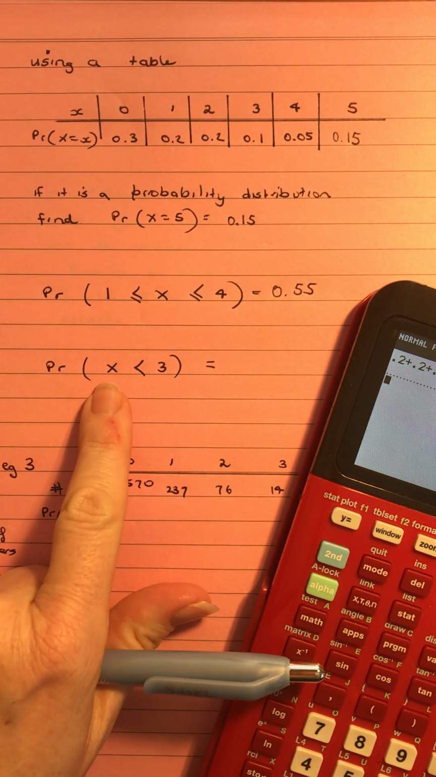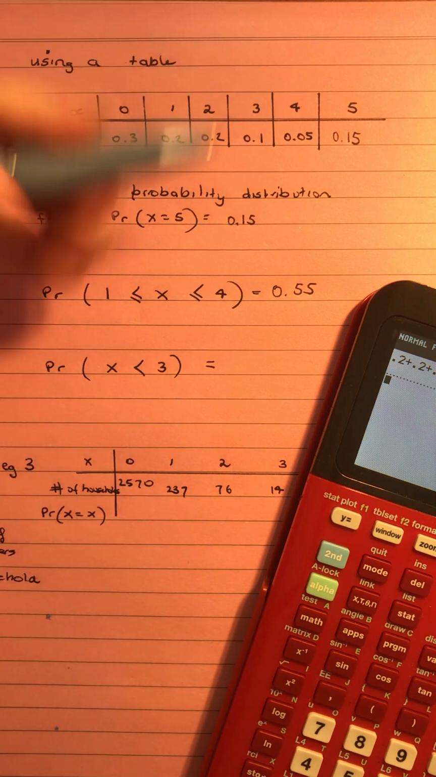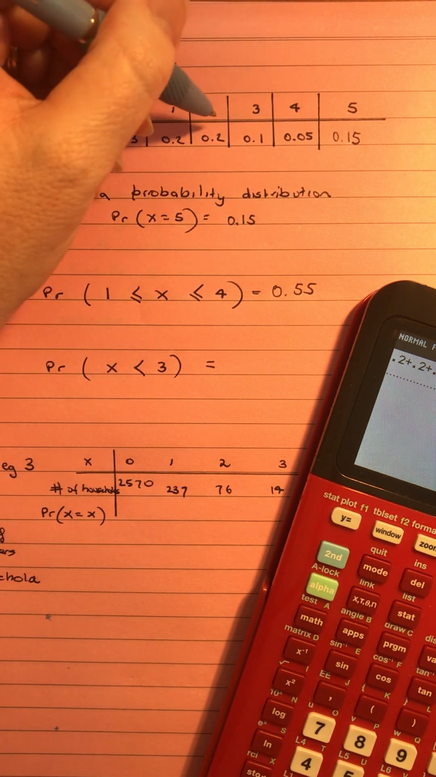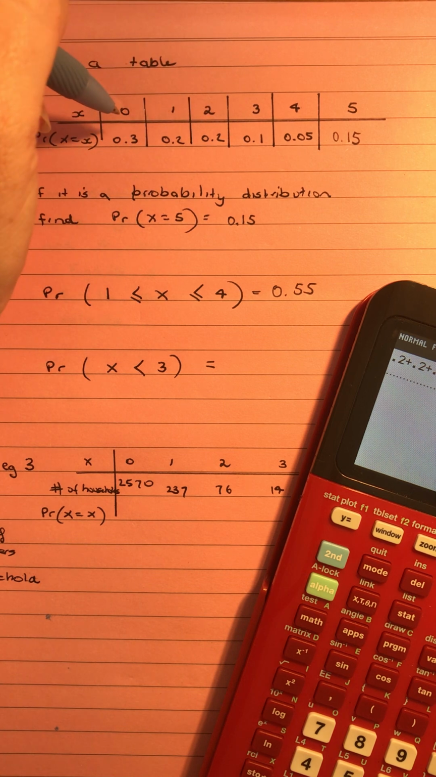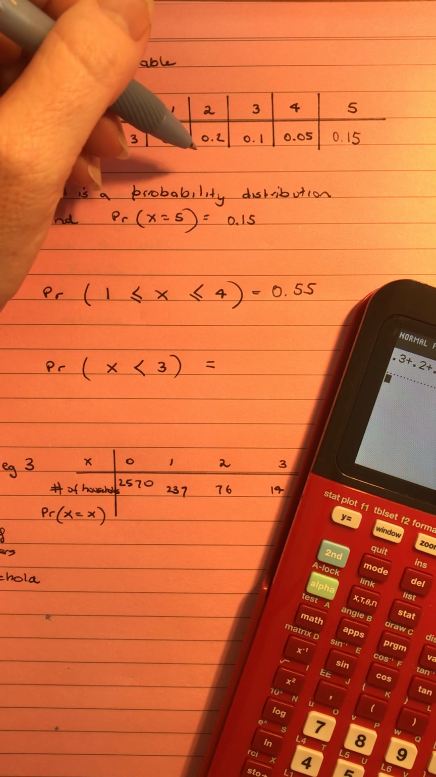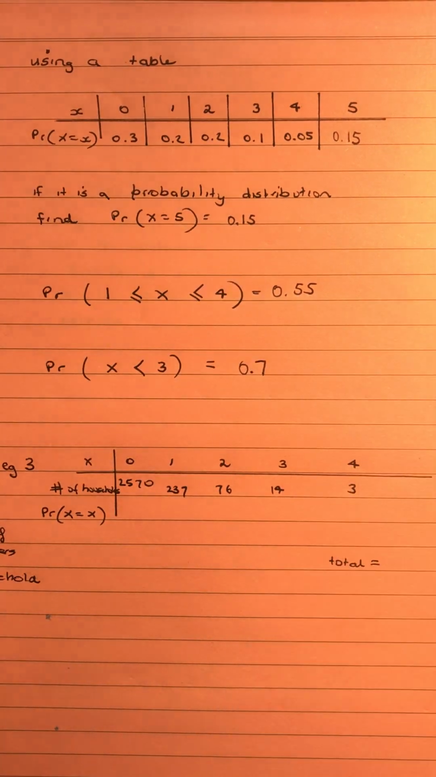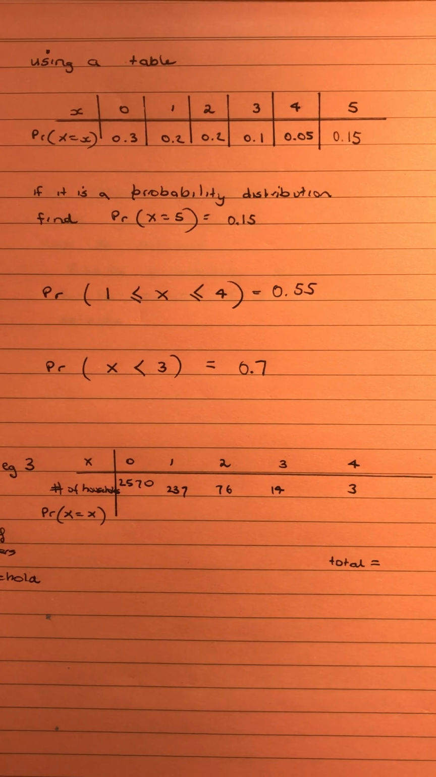Then we've got here that x is less than 3. That means it's not including the 3 because we don't have that equal sign there. So we're just going to grab the 2, 1, and 0. So we've got 0.3 plus 0.2 plus 0.2, and we get 0.7 for that answer. So just being really careful when you look at them. Is it including or not including that value? Has it got the greater than or equal to, or just greater than?